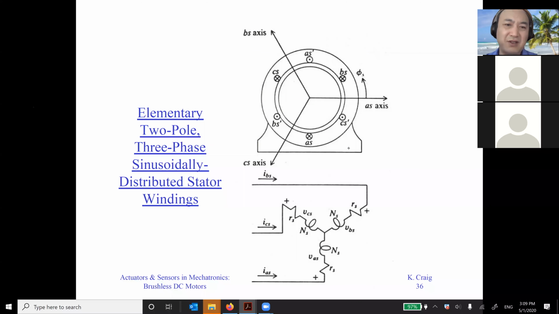So it's called three-phase. Therefore, the coil connection is like this. So you have three-phase AC current, AC voltage. Then you will produce a sinusoidally rotating magnetic field.